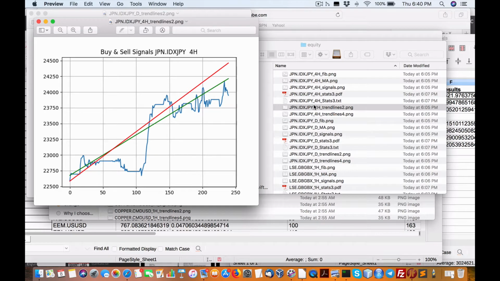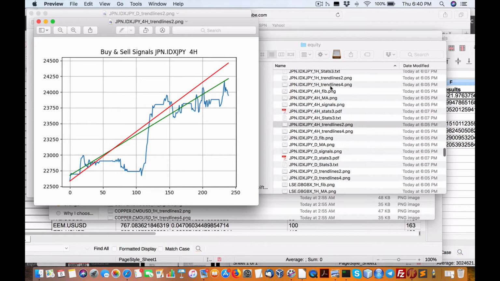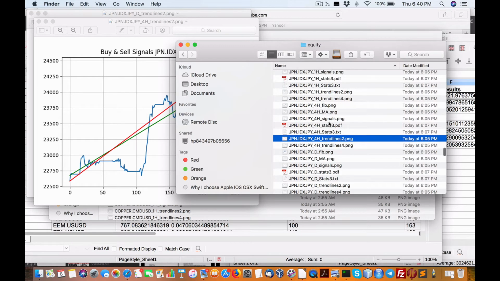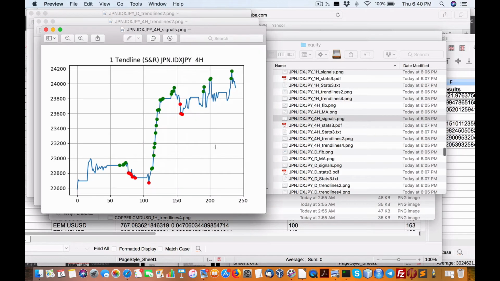Now once again, that's a 4-hour chart. Let's see, where are our signals? Here we are. You can see here, it's nothing but buy, buy, buy, buy. A little bit of selling, and you're just loading up on this chart here on the Japanese index on the 4-hour.